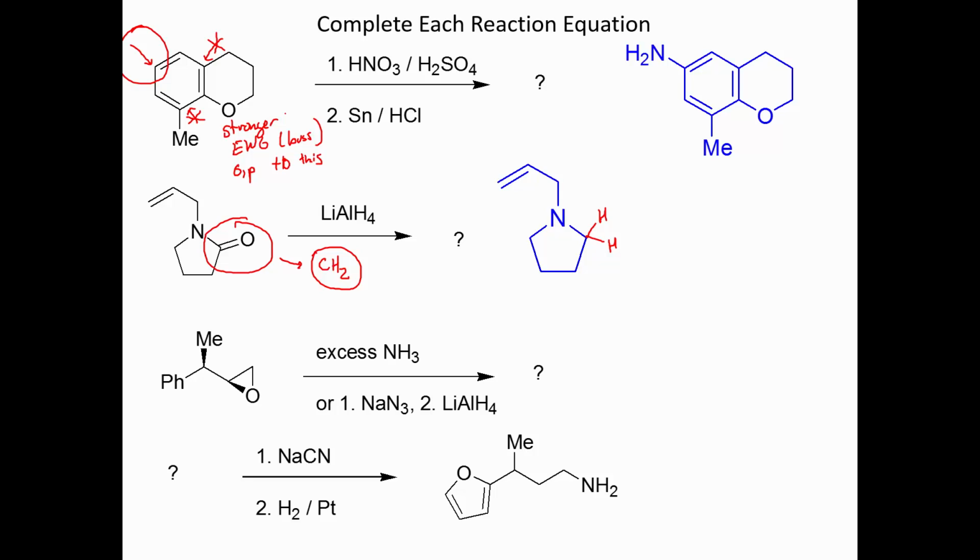All right, this epoxide, we're going to treat it with a large excess of ammonia. This means it's going to do the SN2 reaction. Alternatively, we're going to treat it with sodium azide followed by lithium aluminum hydride. This is also an SN2. Okay, both of these are equivalent ways for converting a leaving group into an NH2 group, or for displacing a leaving group and producing a primary amine.